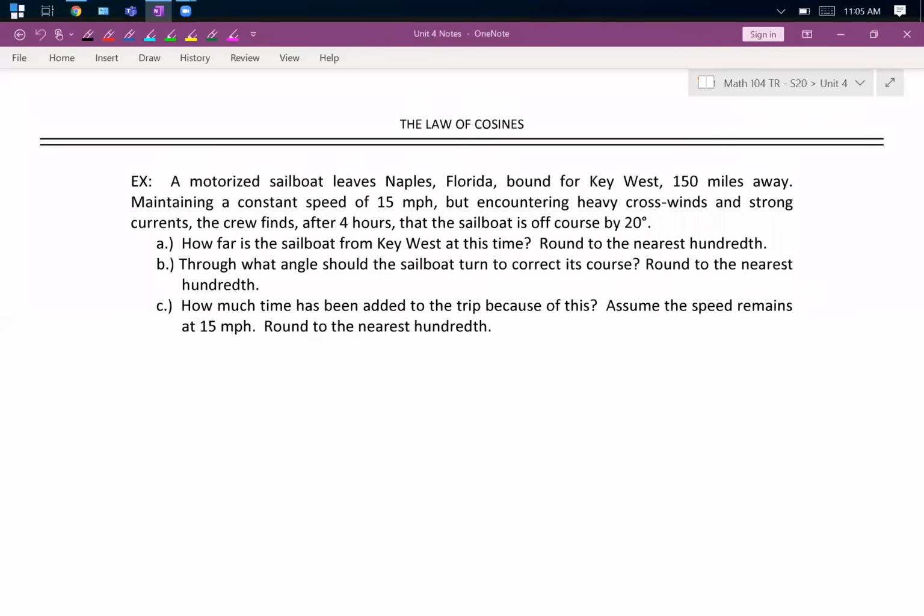All right, we're continuing with law of cosines. We're doing some application problems, which really is my favorite part of law of cosines because we can actually do stuff. I find trig interesting when we can actually do stuff with it.